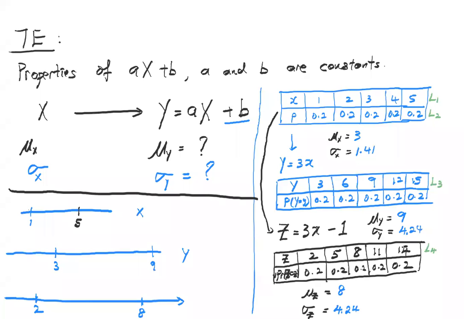I want to explain to you why. Okay, so you look, I draw 3 lines here. Do you see the 3 lines that I drew? Okay, so you see this is the X. X starts from 1, the lowest, to 5, the highest. So you see this is the spread. Okay, so the spread is 1.41.